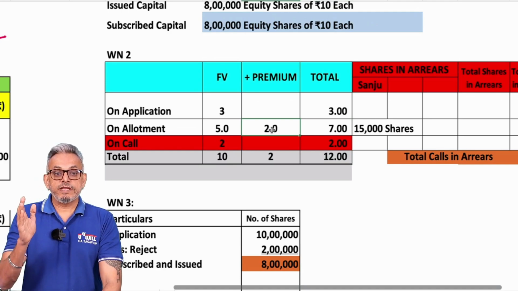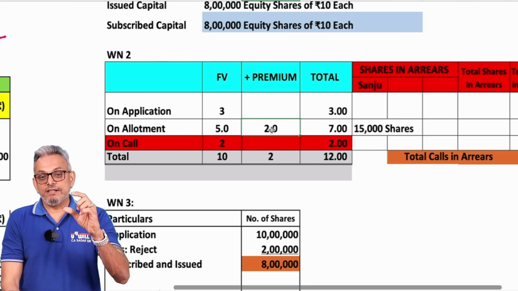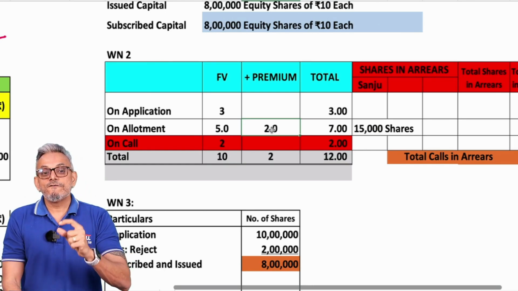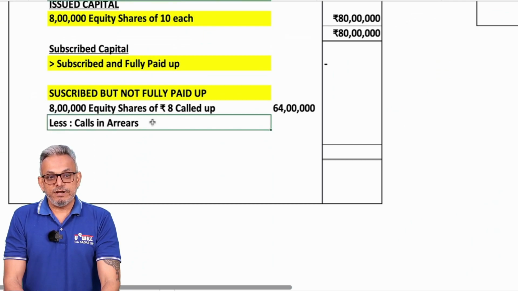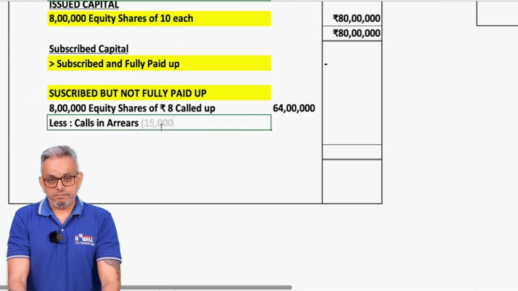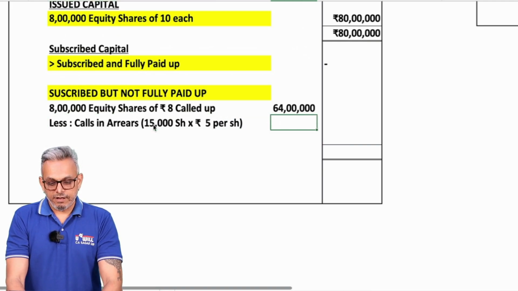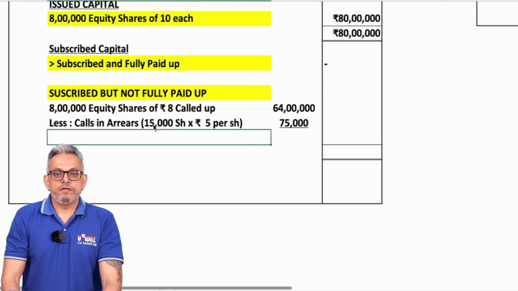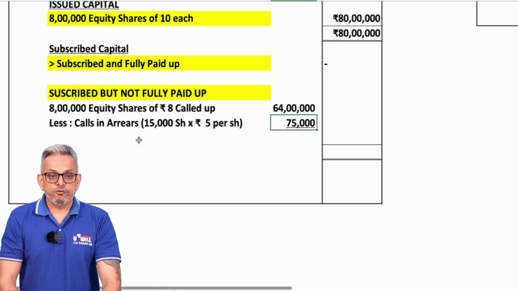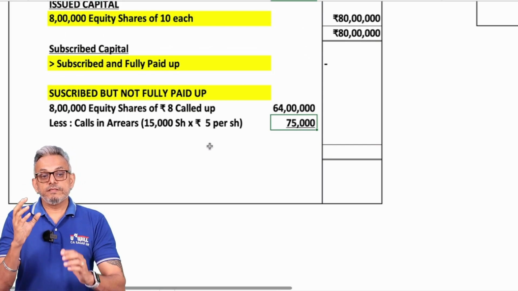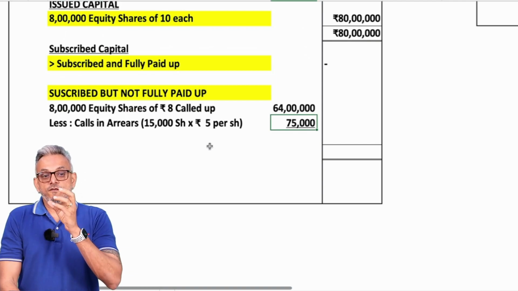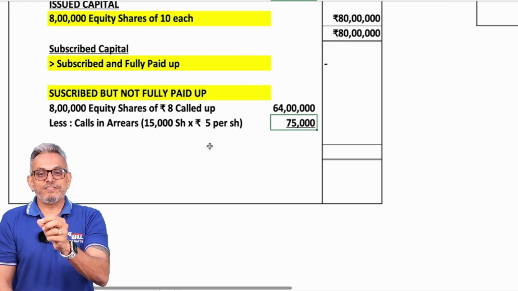And we are doing working for notes to accounts for share capital, and capital is always made with the face value of the shares. So over here, for the portion of calls in arrears, we will be doing 15,000 shares into now rupees 5 per share. So that comes to 75,000. This is a very important point over here, dear students, that for 15,000 shares, he actually did not pay to the company rupees 7. But we are doing this working for share capital. So for calls in arrears, we have to see the face value part of the share.